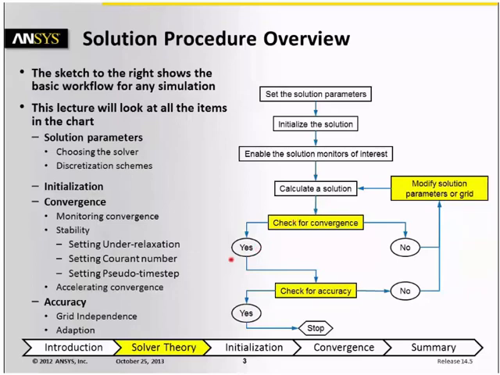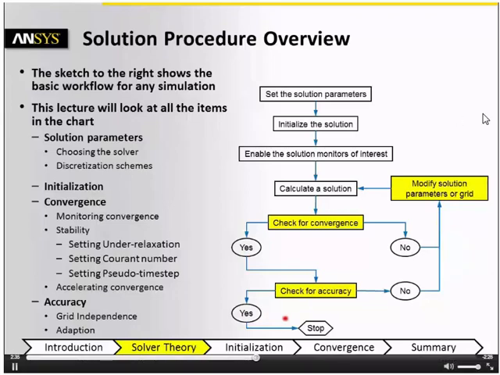Once the solution is converged, there are steps that we can take to ensure that it's an accurate, grid-independent solution, and these can include using grid adaptation. If we feel that there are problems with the converged solution, or that it's not grid-independent, then we can make changes and recalculate the solution and repeat the cycle. Once we are satisfied that the solution is converged and accurate, then we can stop and go on to the post-processing phase.